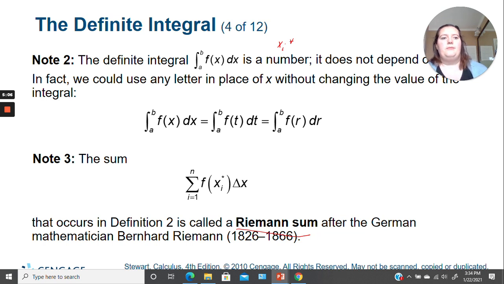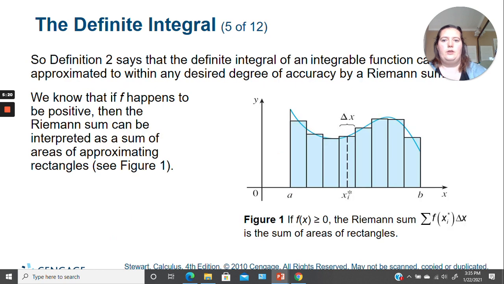Also, variables don't matter too much. All of these integrals are equivalent, as long as you have the same variable on the inside and in the d, then they all mean the same thing. So what we are going to be doing is looking for Riemann sums to approximate definite integrals. That's what we're doing here.